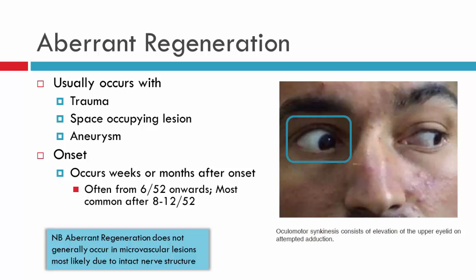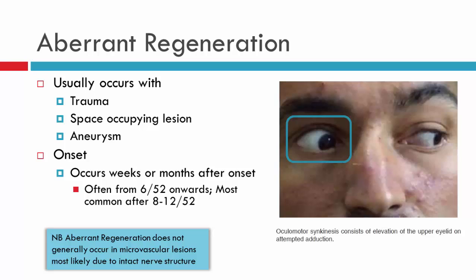It's worth noting that aberrant regeneration tends to occur in patients who've had a third nerve palsy that's been caused by trauma, a space-occupying lesion, or conditions such as an aneurysm. What this means is that microvascular lesions don't tend to cause aberrant regeneration. And it's thought to be the case that microvascular events don't cause structural damage to the nerve as compared to trauma or an aneurysm or a tumour compressing on the nerve that can actually cause structural damage. So that's thought to drive the aberrant regeneration.